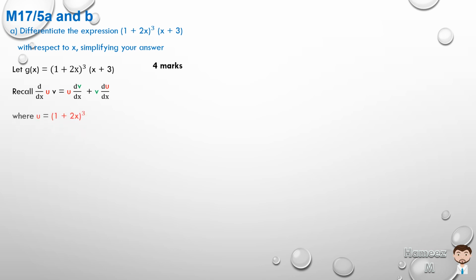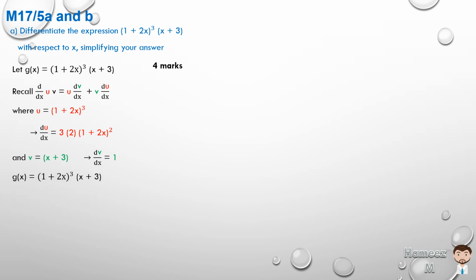So let u be equal to 1 plus 2x cubed, such that the differential of u, du dx, is equal to 3 times 2 times 1 plus 2x to the power 2. And v is equal to x plus 3, such that dv dx is equal to 1. So g of x is equal to 1 plus 2x cubed by x plus 3. So the differential of that, g prime x, is equal to u dv dx plus v du dx from the product rule. And if we substitute, it will give us 1 plus 2x cubed by what's dv dx?